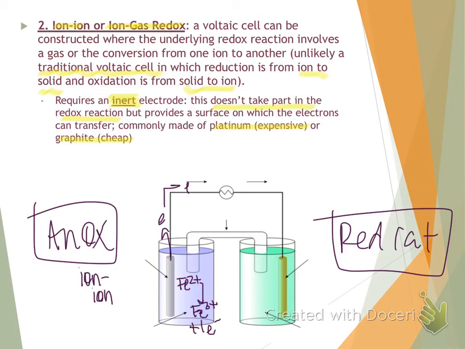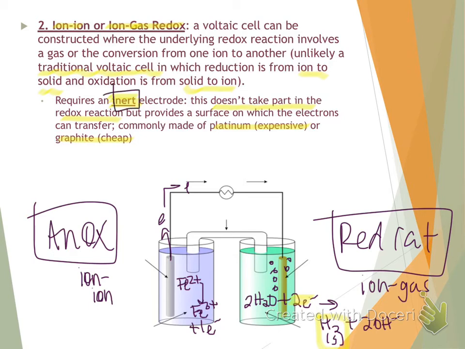So on this reduction side, let's look at an example of an ion-gas redox reaction. In the ion-gas reaction that we see here, our 2 electrons are gained at the cathode where we have reduction happening, and we are generating hydrogen gas. So we're actually going to have bubbles of hydrogen gas coming up from solution as it is formed. Again, both of these processes would require an inert electrode that is not participating in that redox reaction.